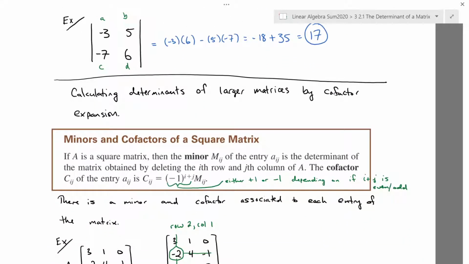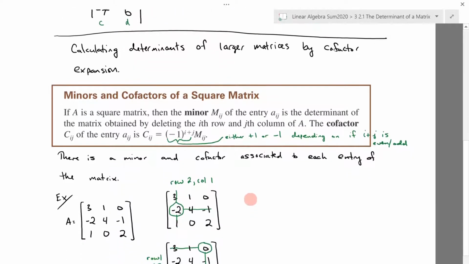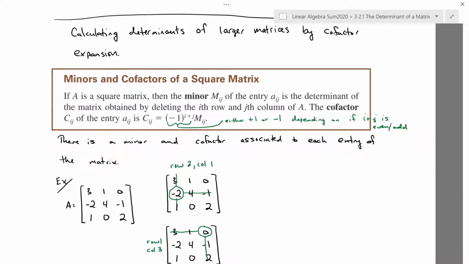Okay, so before we discuss cofactor expansion, we need to go over what exactly is the cofactor of a matrix. So the definition is here. For a square matrix, first something called the minor. Each entry in a matrix has a corresponding number called the minor of that entry, and the minor of that entry is calculated as the determinant of the matrix obtained by deleting the ith row and the jth column of the original matrix.